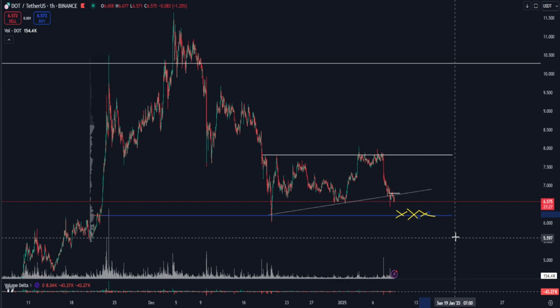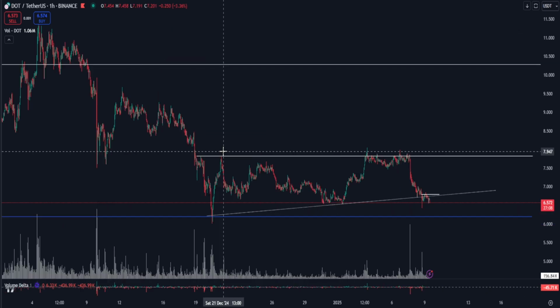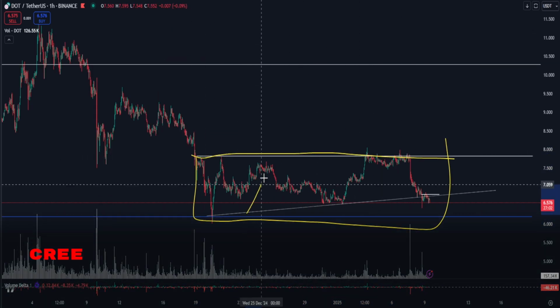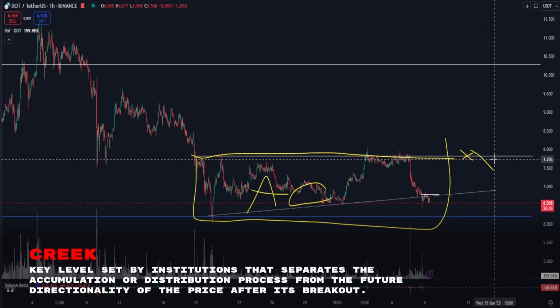If this level is breached, we'll need to evaluate what's happening in the other key zones across the rest of the assets. But it would already be a sign that we might be losing the bullish outlook. What else do we see here? We can observe a creek where we're analyzing an accumulation phase. Therefore, we're expecting this structure to eventually break to the upside.